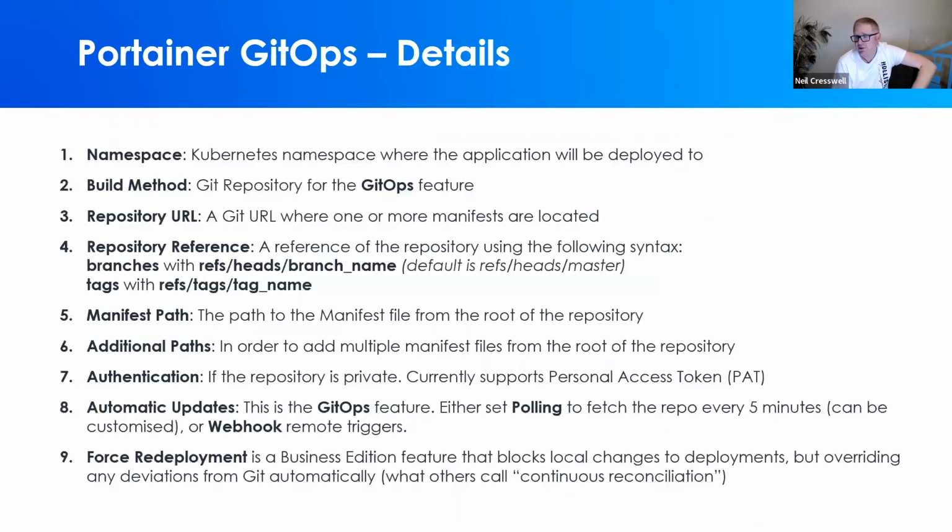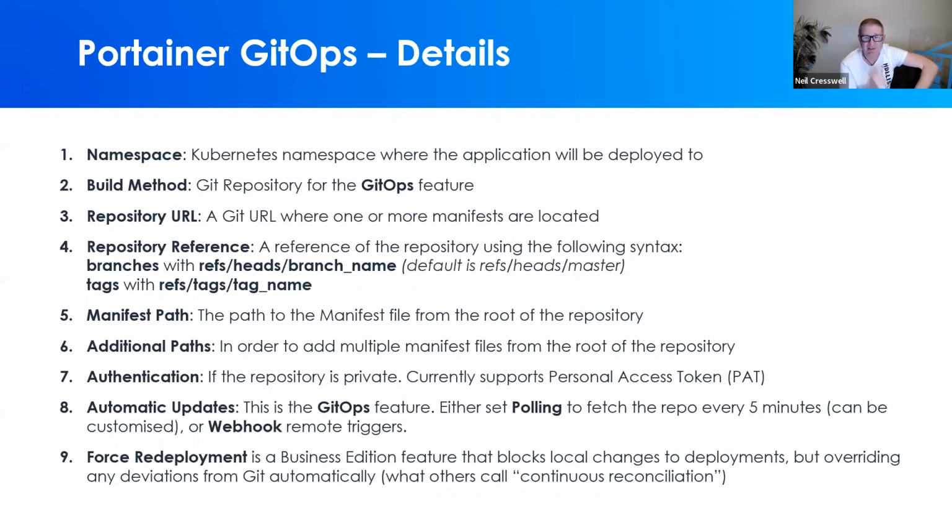So we let you choose the namespace that you want to deploy into. We let you deploy from Git, obviously. We let you deploy from a Git URL. Now it's Git, it's not GitHub. So it's any Git, GitLab, Git. There's any number of Git servers out there you can use. It's just Git. The repo reference, so either a branch or a tag name you can point to.